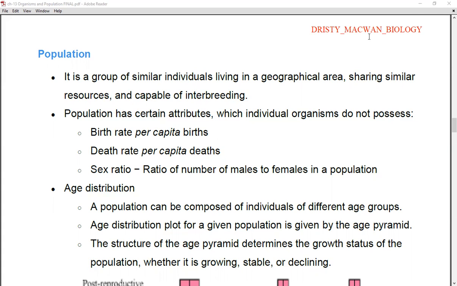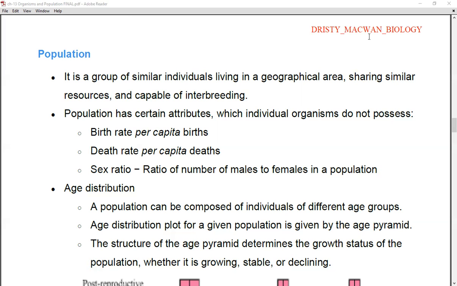So the population has certain attributes which individual organisms do not possess. Normally each and every individual does not possess all the attributes, right? So here the population does possess several attributes and there are three. The first is the birth rate, per capita births. Second is death rate, per capita deaths. The third is the sex ratio, right?